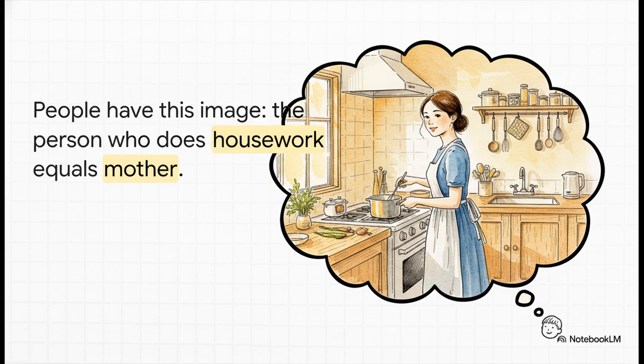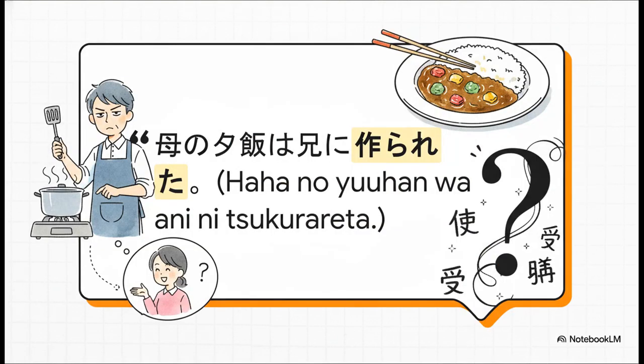Let's do another one, a passive example. People have this image hardwired into their brains. The person who does housework equals mother. And with that image clouding their judgment, they read this sentence, Haha no yuhan wa ane ni tsukurareta. And again, so many people will jump to the wrong conclusion and assume this means mother made dinner.